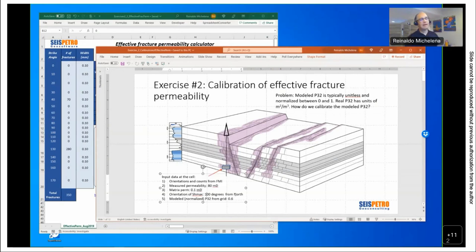And then we have the permeability that we modeled from the grid, either Petrel or GoCAD or whatever software you are using, and in that particular cell, let's assume that the model P32 is 0.6. So how do we normalize that? How do we change this unnormalized number to a normalized one? We are going to use this spreadsheet that is here to do that.